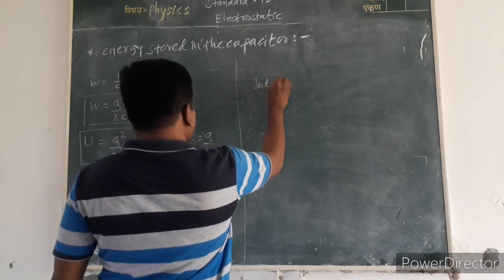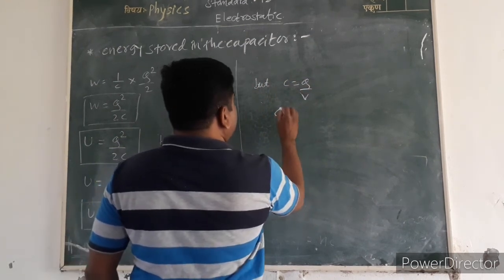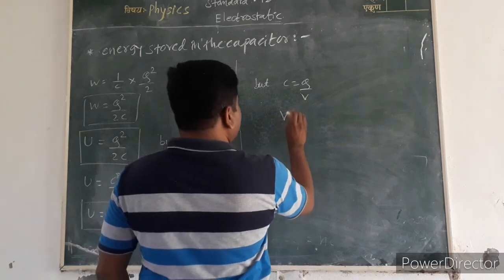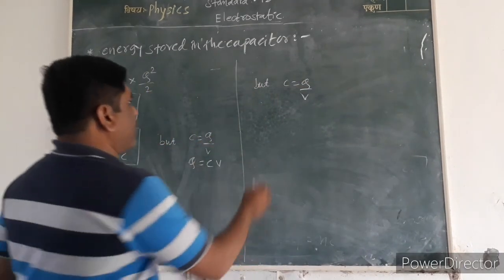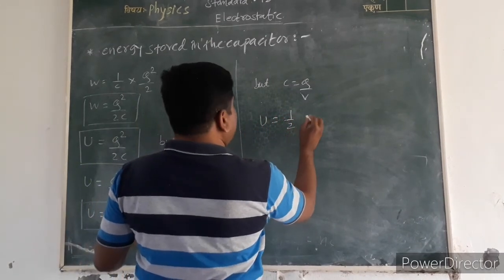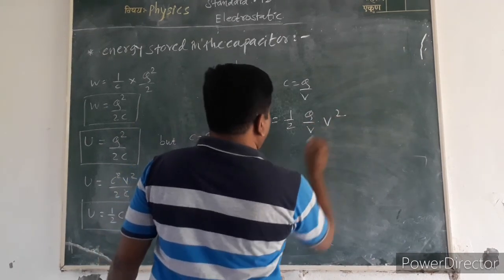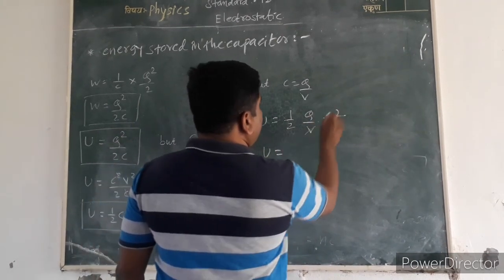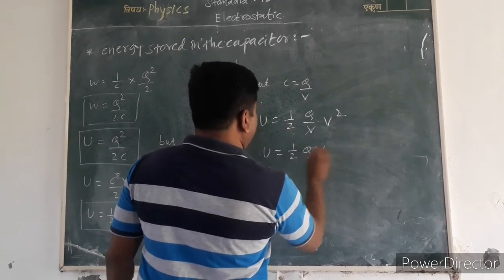But C is equal to Q upon V. Then in this equation, U is equal to 1/2 C, instead of C, Q upon V into V square. Therefore, U is equal to 1/2 QV.